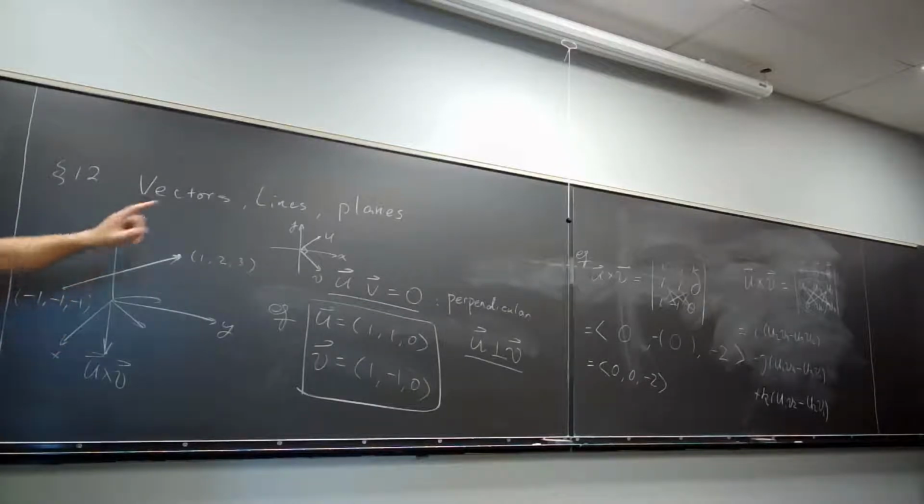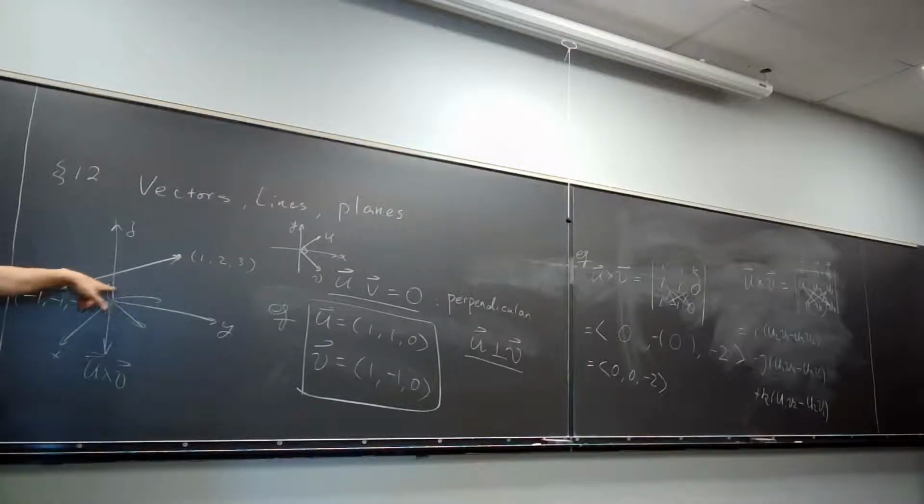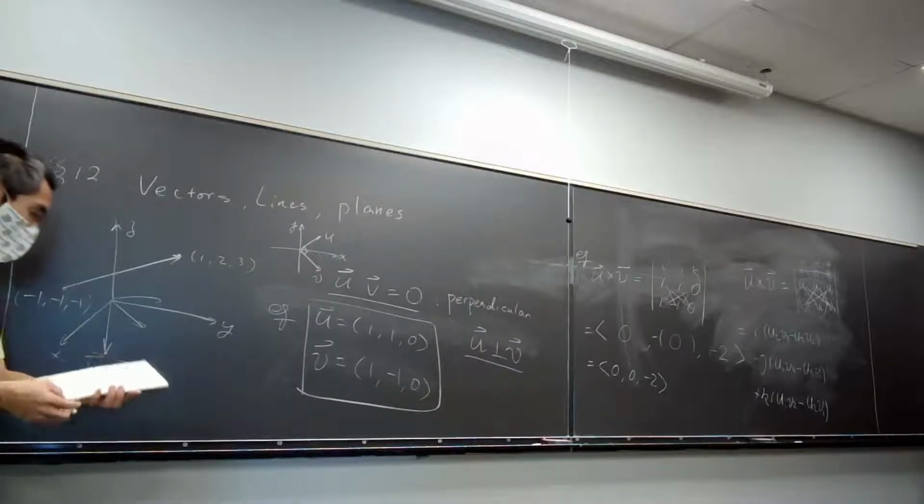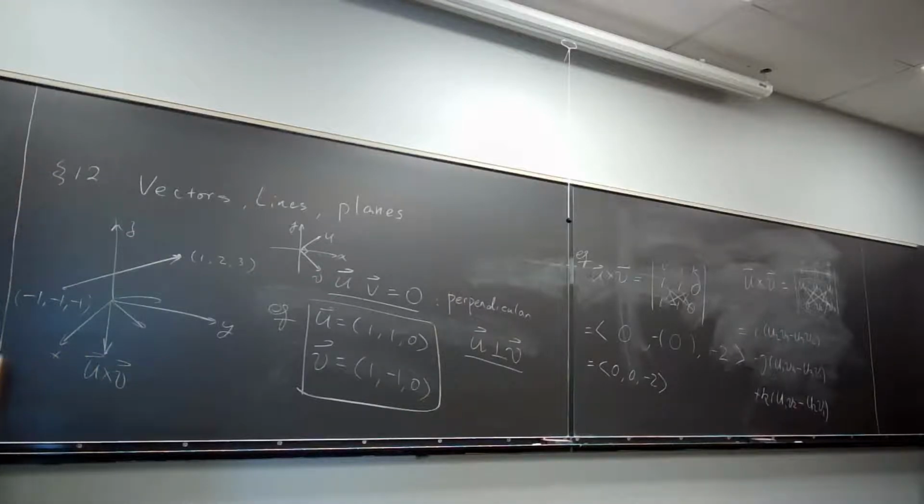Okay? So if u and v are not parallel, then it will give you the direction that is perpendicular to both of them. Okay? That's the geometrical meaning of the cross product. And it's useful because, as we will see in the following example, we can use it to find the equation for a plane.